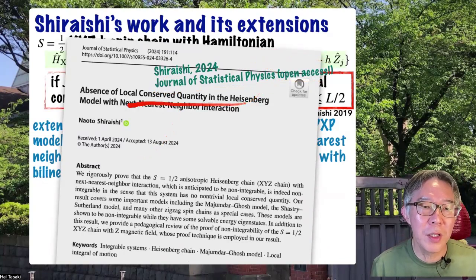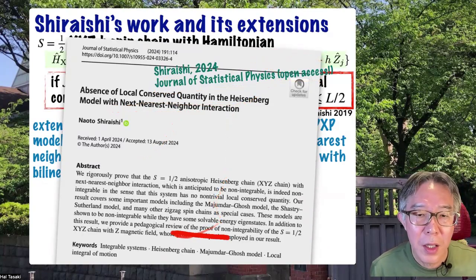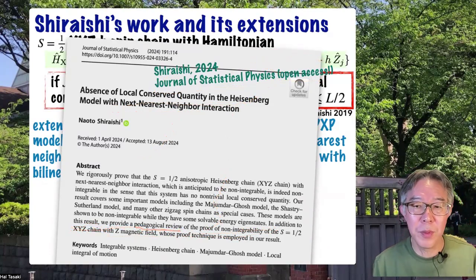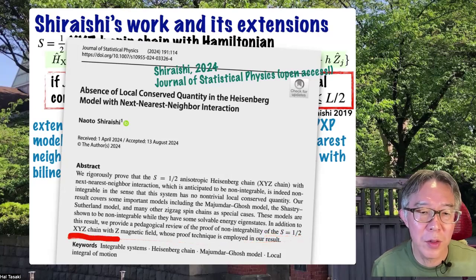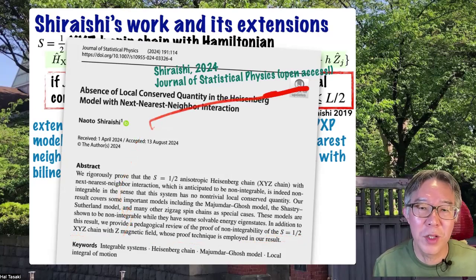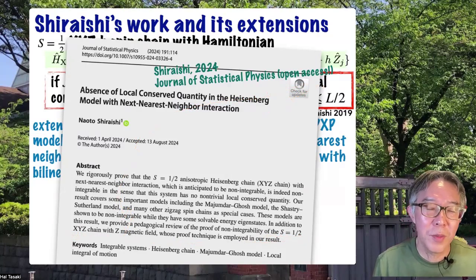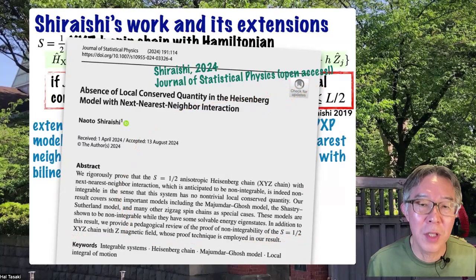This paper contains the proof for the next nearest neighbor interaction chain. But as you see in this appendix, it also contains a pedagogical review of Naoto's method applied to the prototypical case of the spin 1/2 XYZ chain with a magnetic field. So if you're interested in this, please download this open access paper and read it. And actually I did. I read this paper very carefully with interest, and I thought extending this to higher dimension would be interesting, and I started working on this project with Naoto himself.